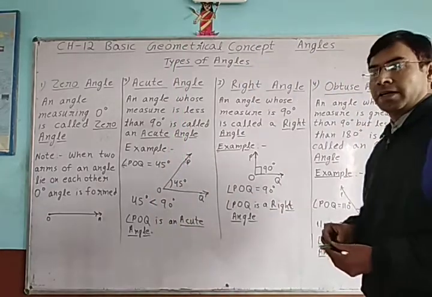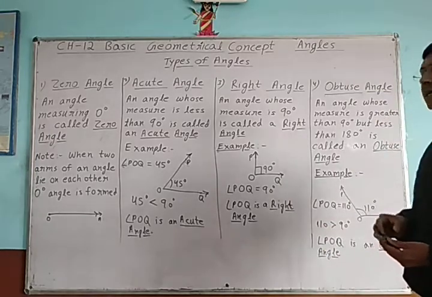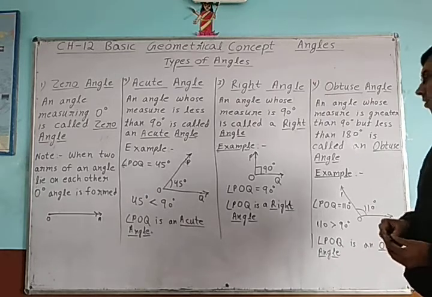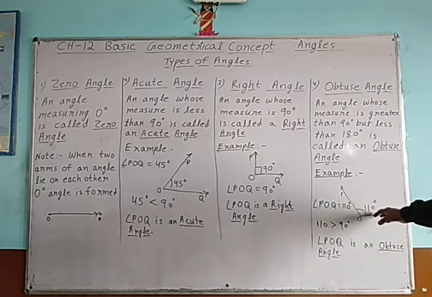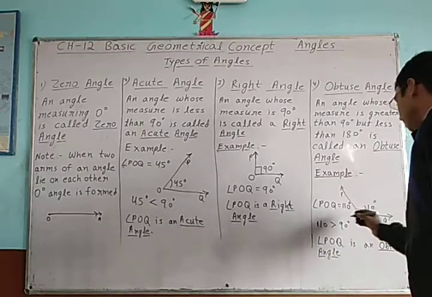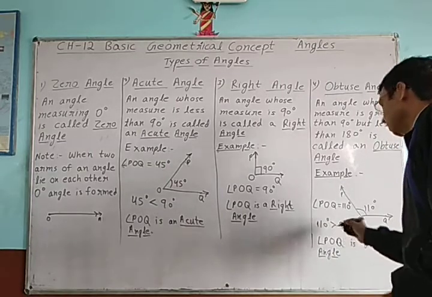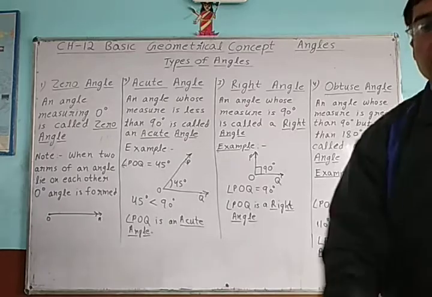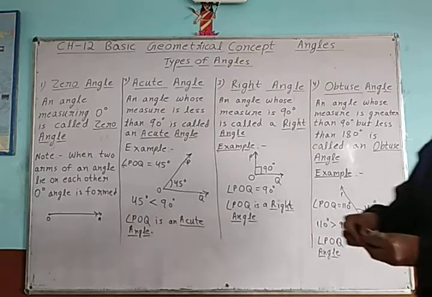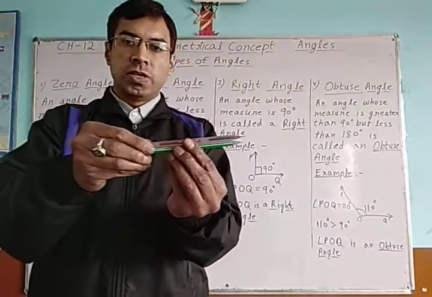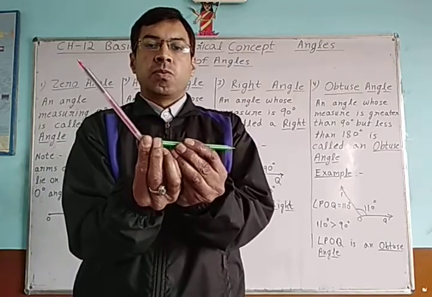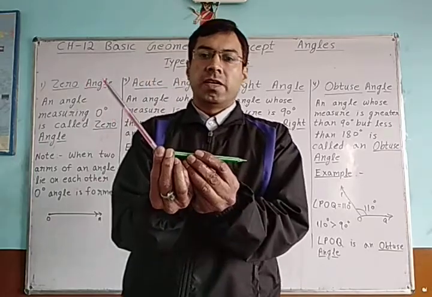Now obtuse angle. An angle whose measure is greater than 90 degree but less than 180 degree is called an obtuse angle. Clear? So angle POQ is 110 degree. 110 degree is greater than 90 degree. So angle POQ is an obtuse angle. See students, 0 degree, then acute angle, then right angle. Now more than 90 degree, it is an obtuse angle. Clear?